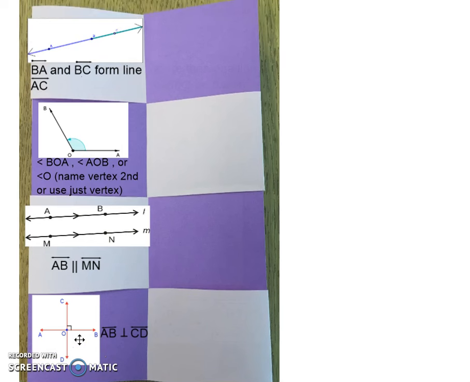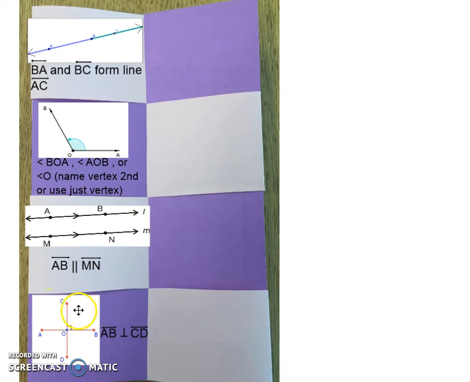Okay, and then we have perpendicular. Perpendicular lines intersect in a right angle. I have my right angle shown here with that box in the corner. And then I've named both my lines. I have line AB. I could have also named it AO. I just need 2 points on the line. I've named it AB. This upside down T means perpendicular. It looks like a perpendicular line.